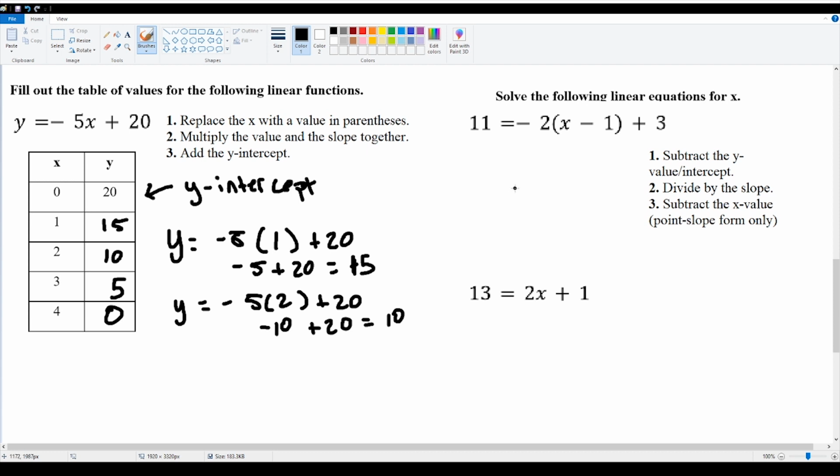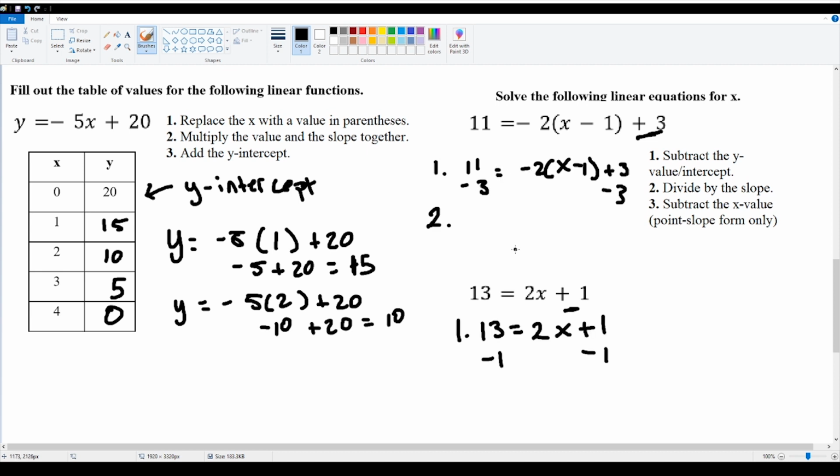Over here for our solve equations, we only really have a few steps because there's only so many things that you can do with a linear function. The first thing you want to do in these situations is subtract the y value or the y-intercept. Whatever you have sitting out here in these equations, you always want to make sure as your first step to subtract that value from both sides. Once this is complete, the next thing we want to do is divide the value that we have on the left side by the slope.